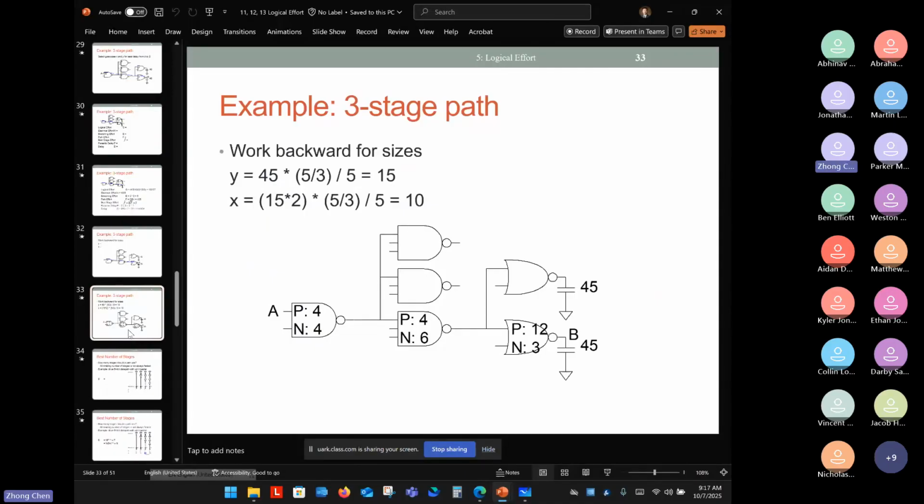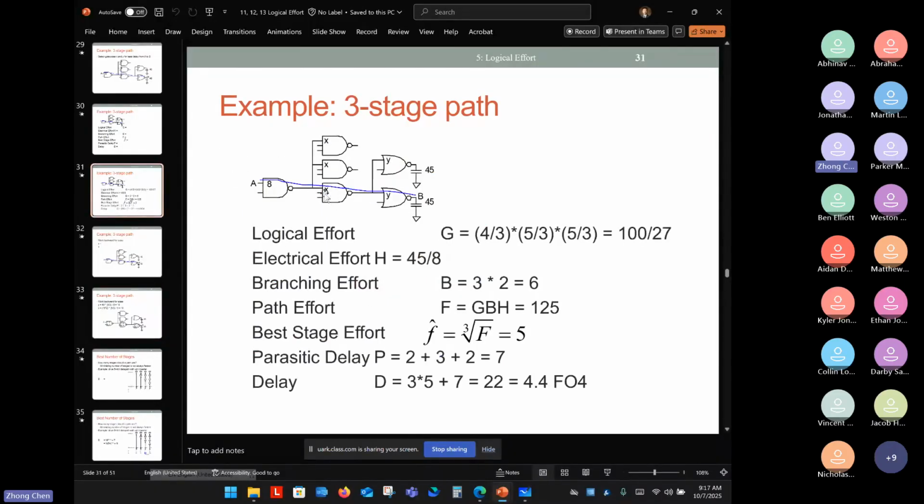Any questions so far, before I move to the next topic, which is the best number of stages? This example gives you the number of stages and the topology, and you try to figure out the size of the PMOS and NMOS so that you can achieve the best delay time. Any questions so far?